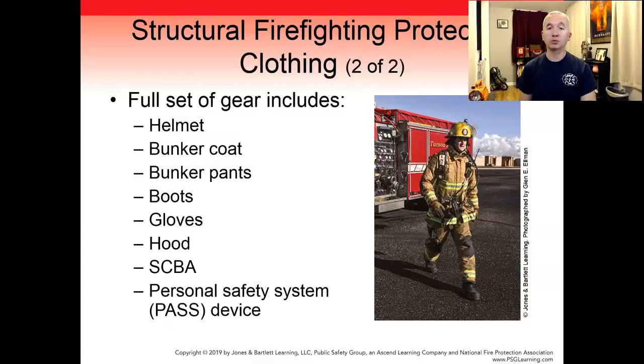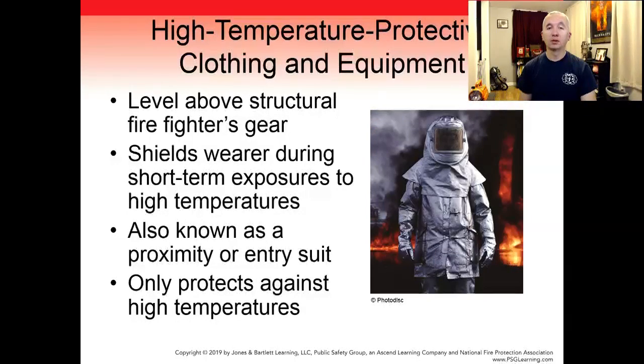A full set of structural firefighter gear includes helmet, bunker coat, bunker pants, boots, gloves, hood, SCBA, and personal safety system or PASS device. High temperature protective clothing and equipment is a level above structural firefighter gear. It shields the wearer during short-term exposures to high temperatures. It is sometimes referred to as a proximity or entry suit. It provides protection against high temperatures only.